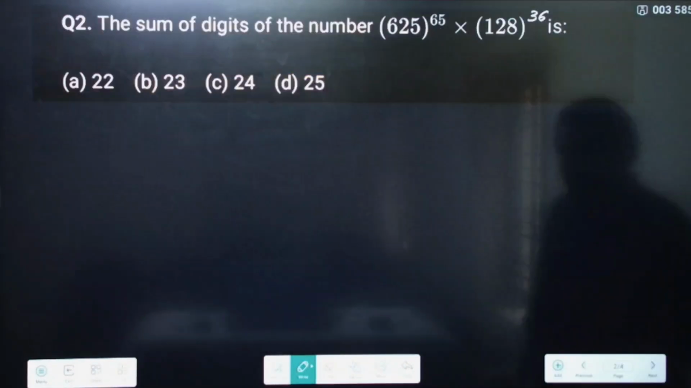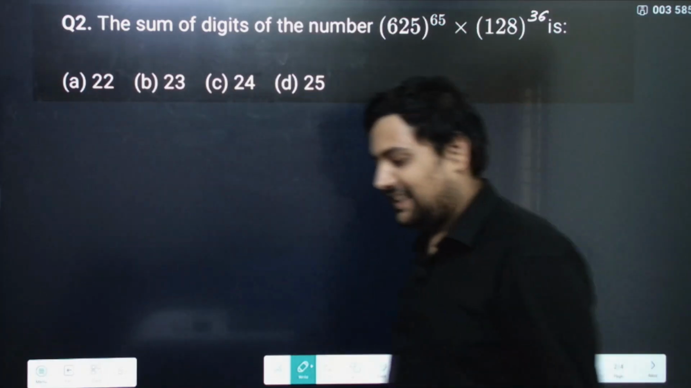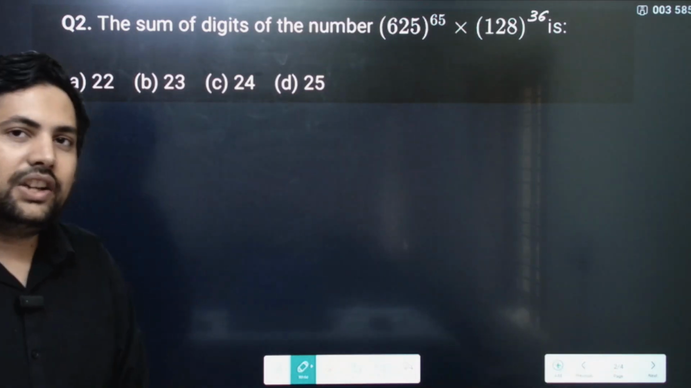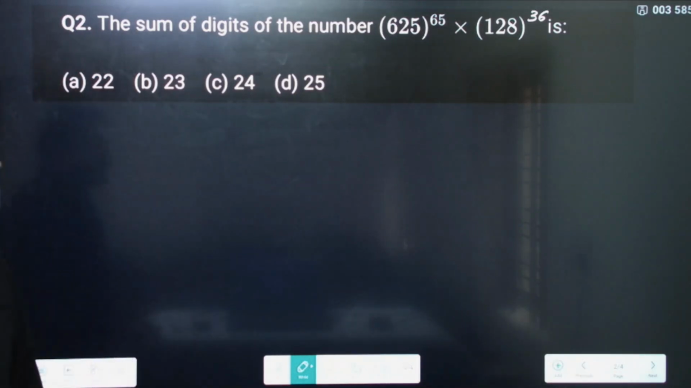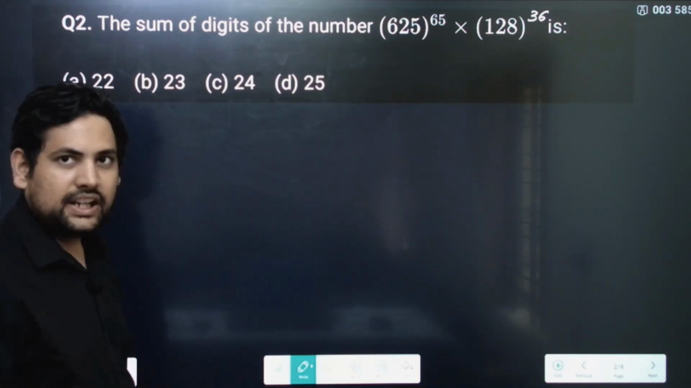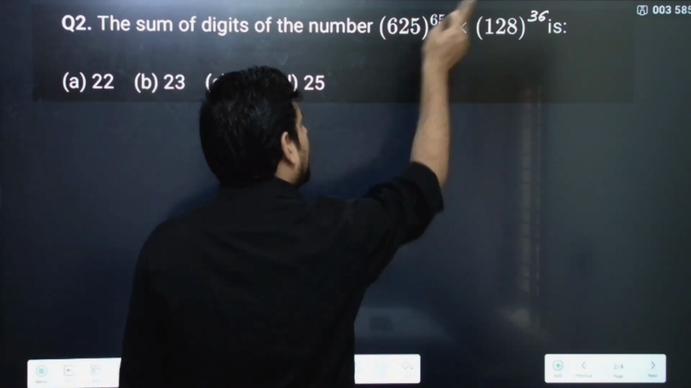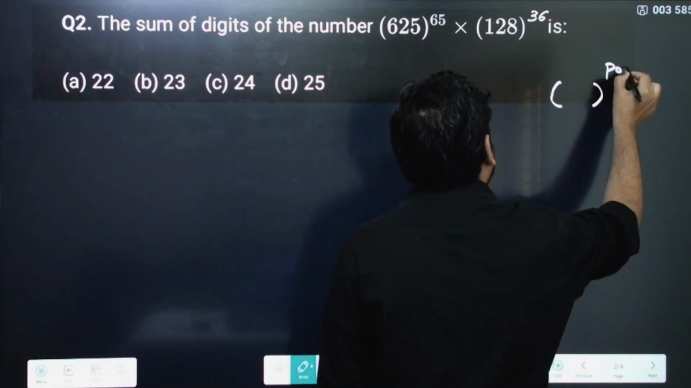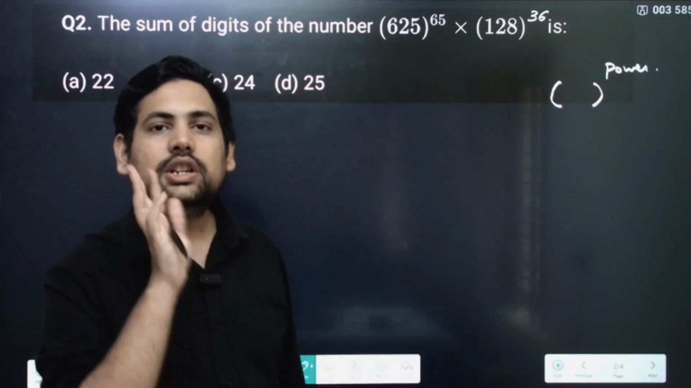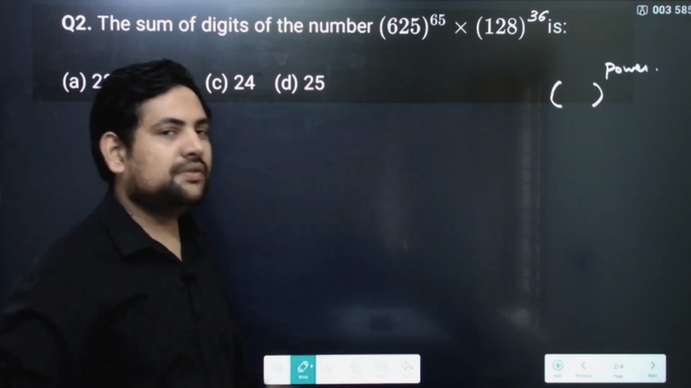Now let's do another. The sum of digits of this number is... Now this is not a direct question that you have learned, where you have to calculate the sum of digits like this. Okay, now think about what you can find from here. Whenever you see a bracket with a power, the first thing you should do is, if the bracket has a big number, reduce it to some prime factor. Usually they give some power of a smaller number.